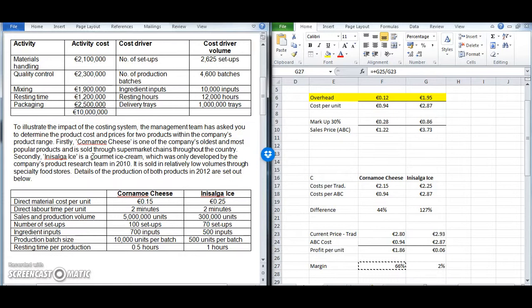So again, that was Doyle Dairies, an exam standard question on activity-based costing, and it should be useful for you in your revision of section 2.